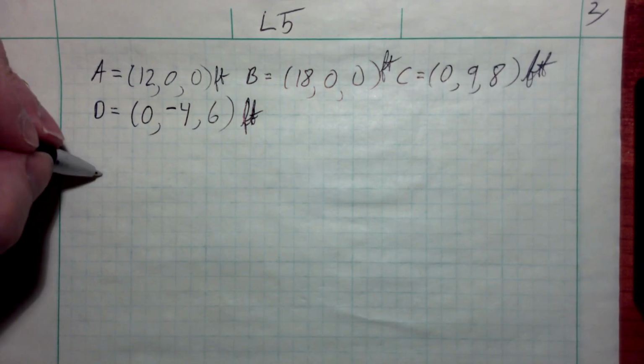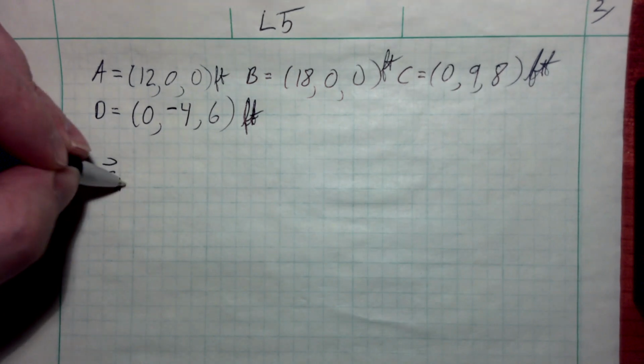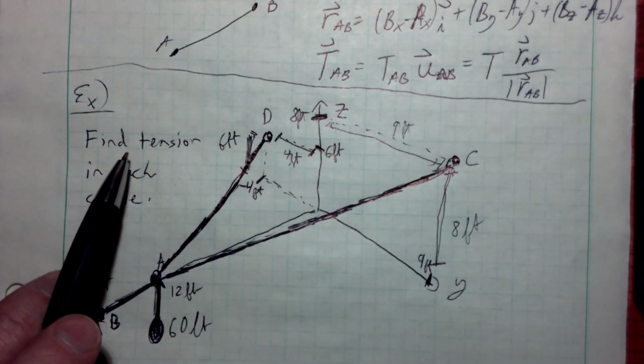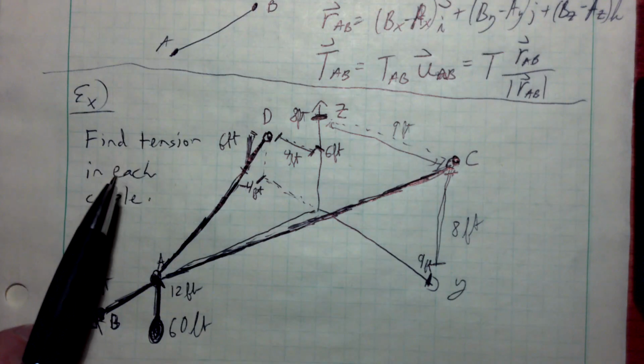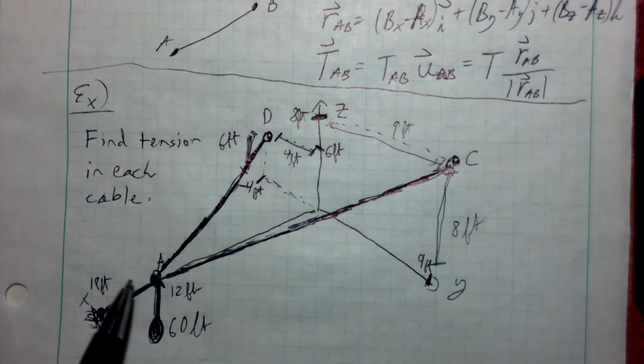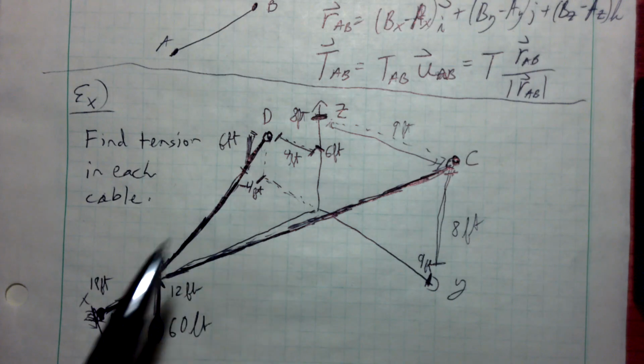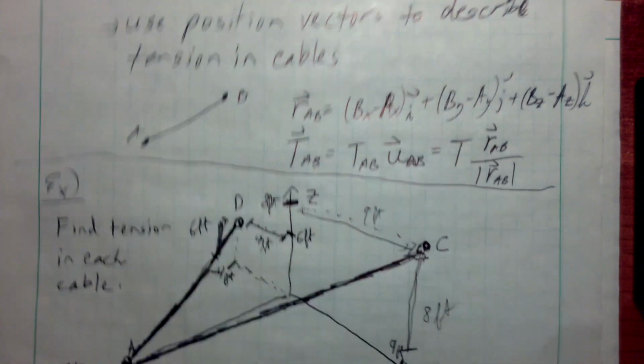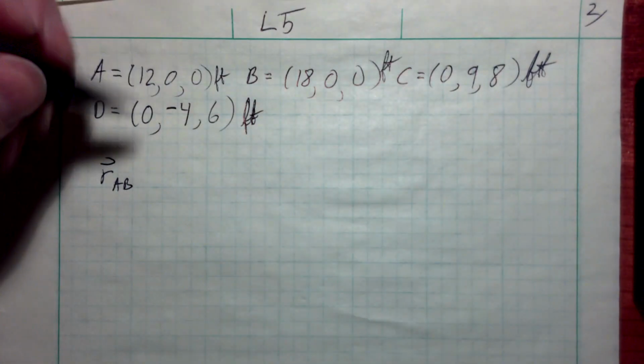Let's write position vectors. Position vector from A to B. Let's write position vectors because, again, what am I trying to do? I'm trying to find the tension in each of these cables. How do I do that? Well, I'm going to use equilibrium. I'm going to write the sum of forces in the x, y, and z, but I need to be able to describe these cables in the x, y, and z directions. How am I going to do that? I need position vectors. So let's write position vectors for each of these cables.